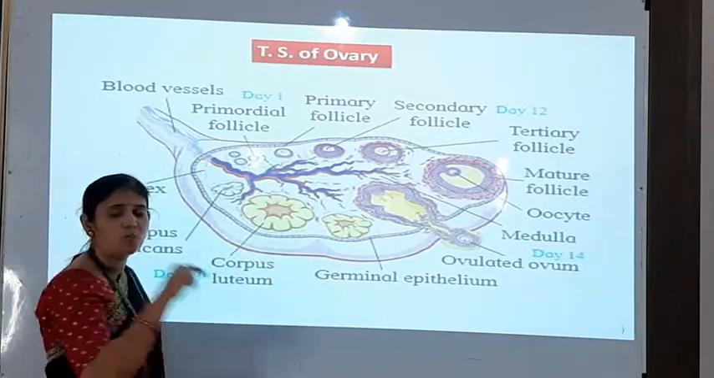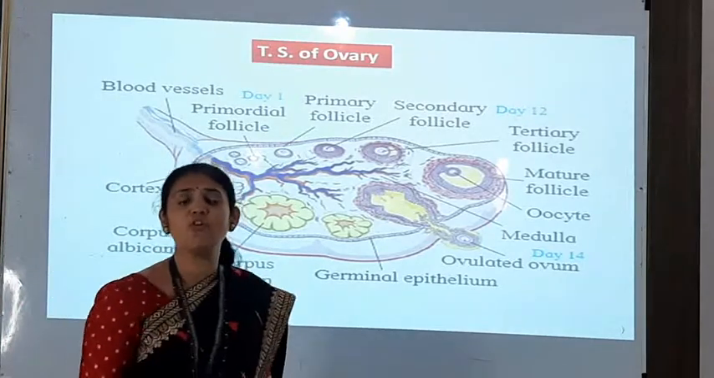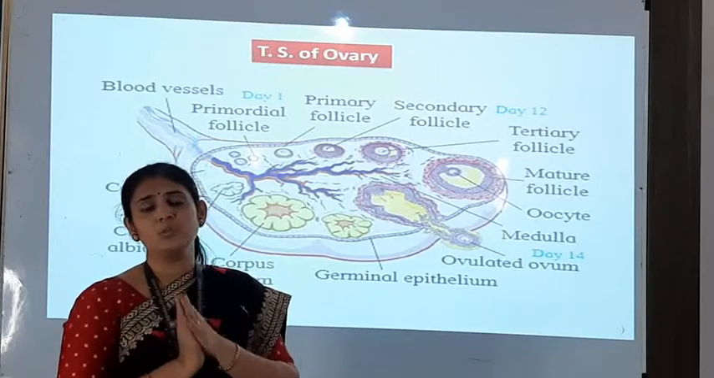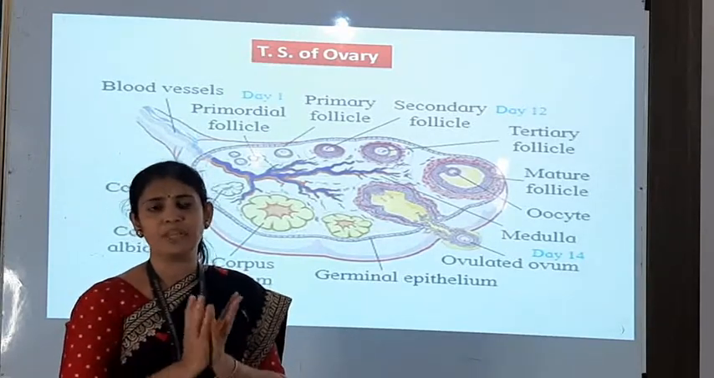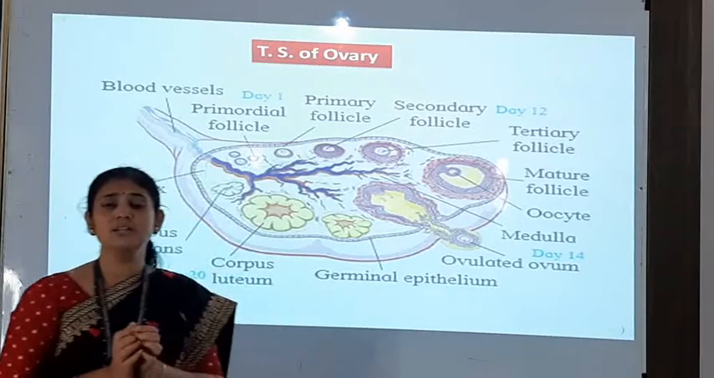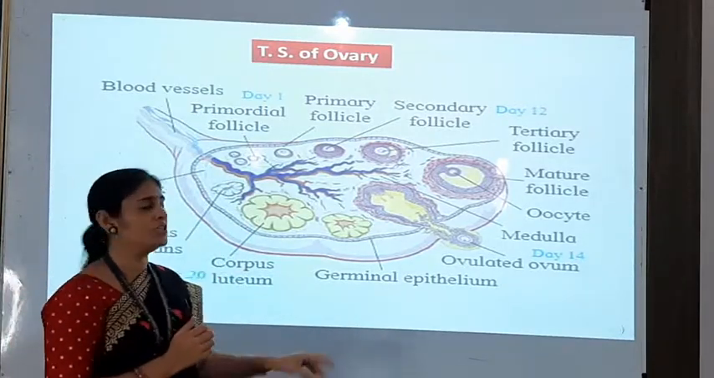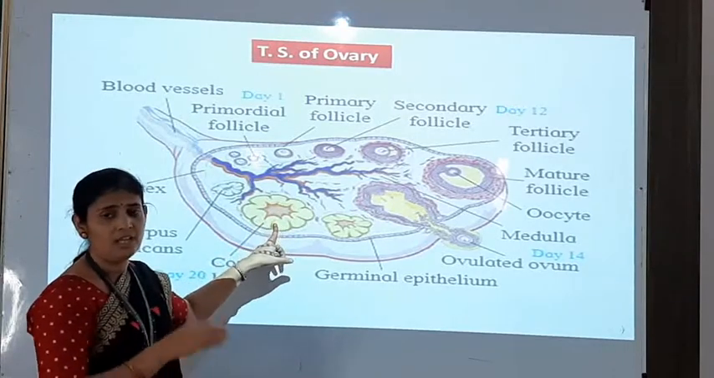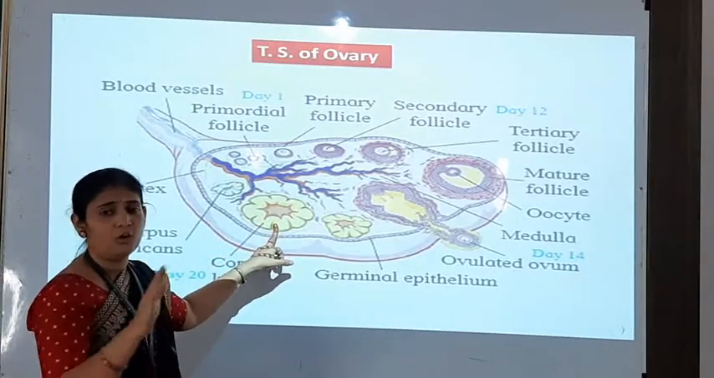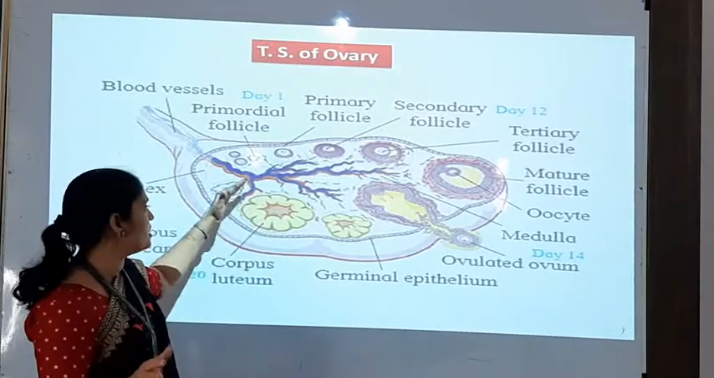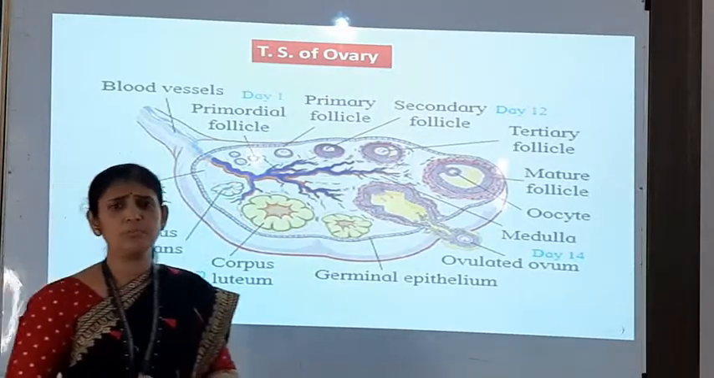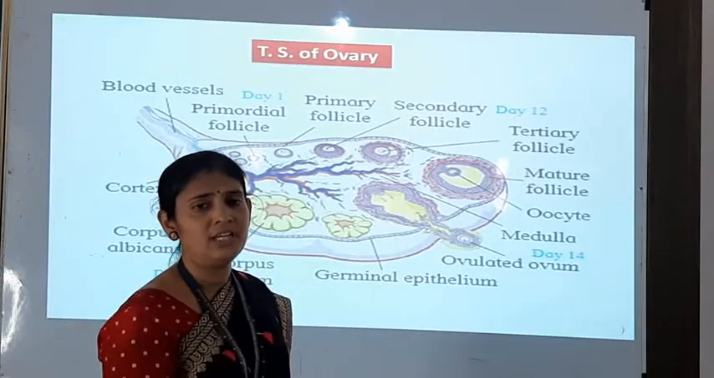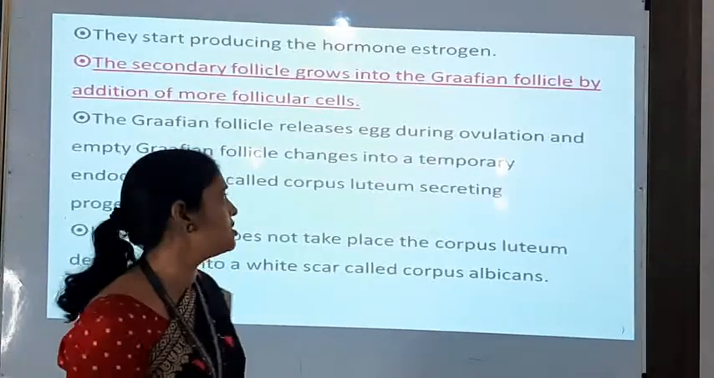Corpus luteum is responsible for secretion of the progesterone hormone, which is known as the pregnancy hormone because it is responsible for maintaining the pregnancy. And if there is no fertilization, no pregnancy, this corpus luteum is converted into corpus albicans. So all these structures are present in the ovary that we have to observe in the histology.